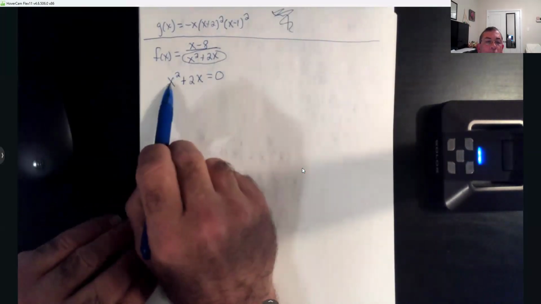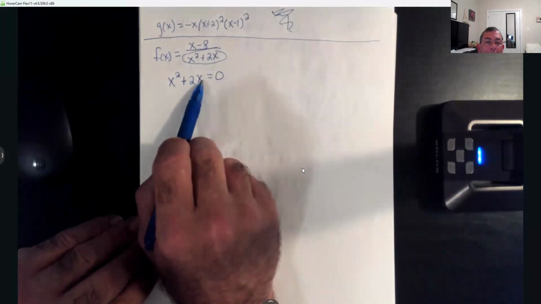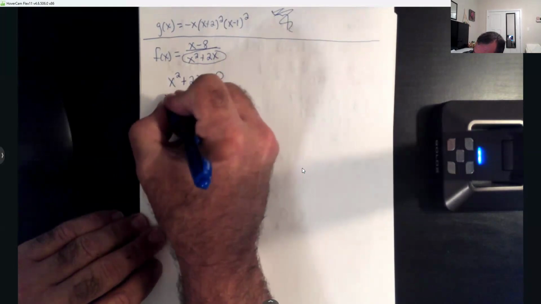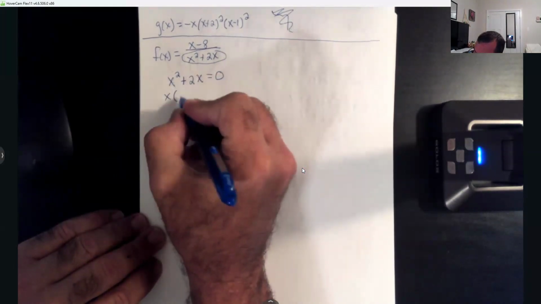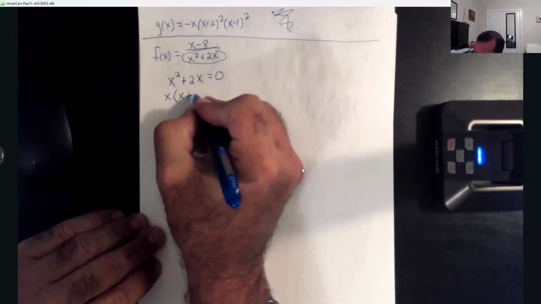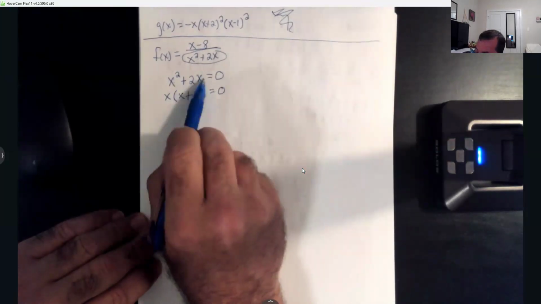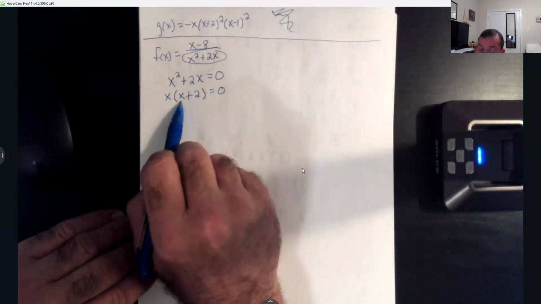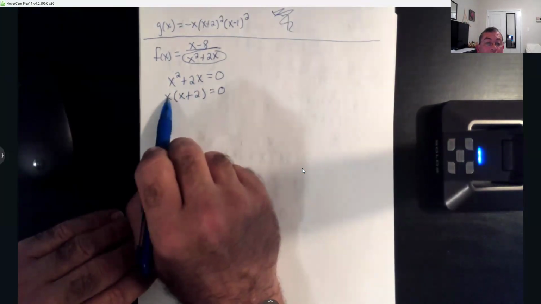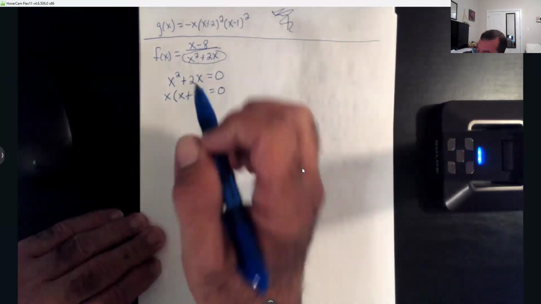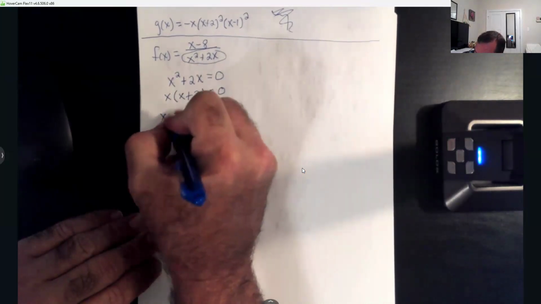Y'all look at this. I got another one. I got an x squared term and an x term. So remember, to factor that, you factor out an x, and then that's going to leave me an x plus 2. So factor out an x, and then x squared divided by x left me an x. 2x divided by the x left me a 2. And then basically set both these equal to 0.